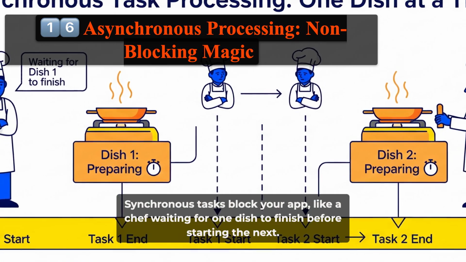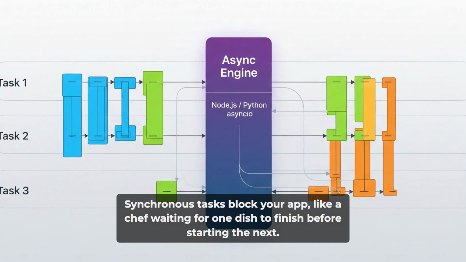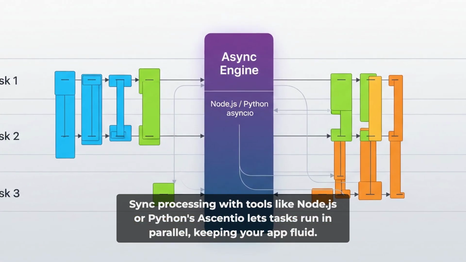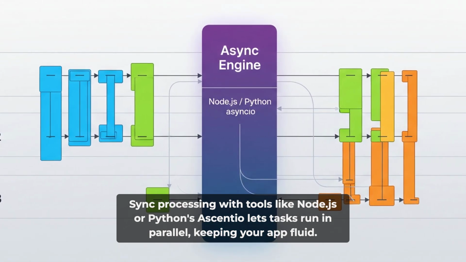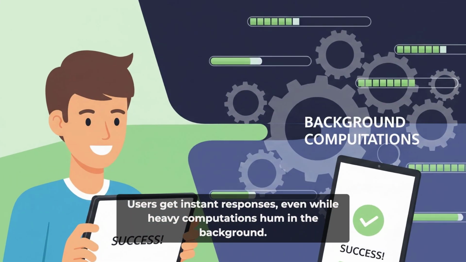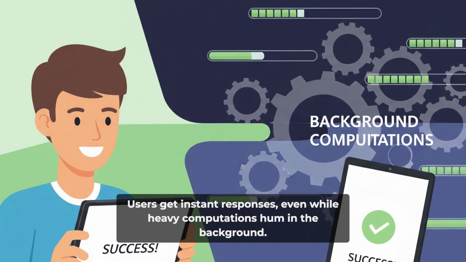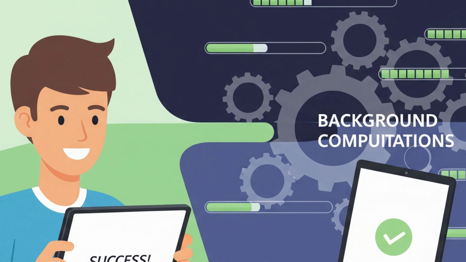Synchronous tasks block your app, like a chef waiting for one dish to finish before starting the next. Async processing with tools like Node.js or Python's asyncio lets tasks run in parallel, keeping your app fluid. Users get instant responses, even while heavy computations hum in the background.